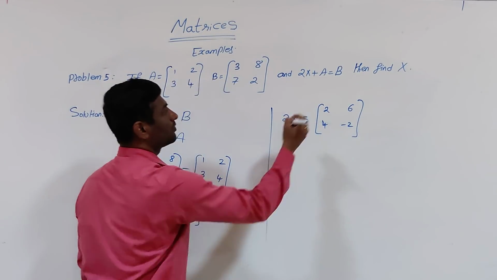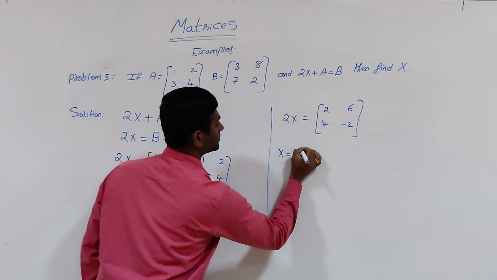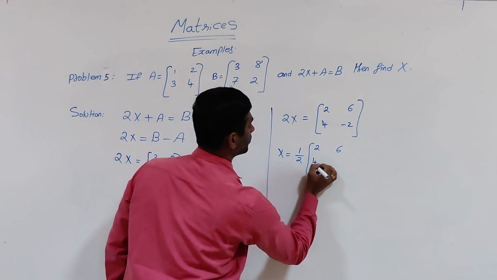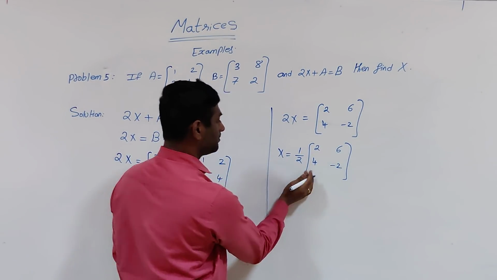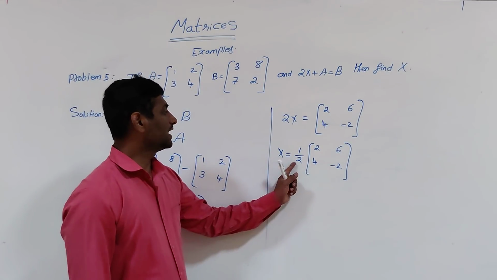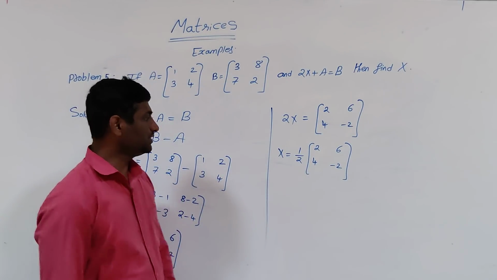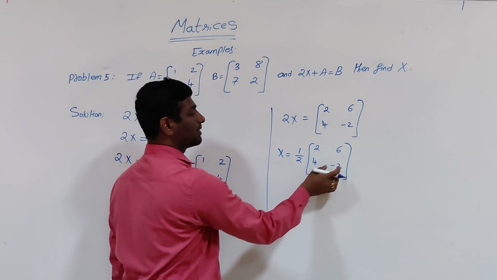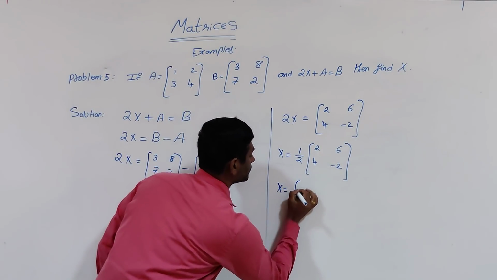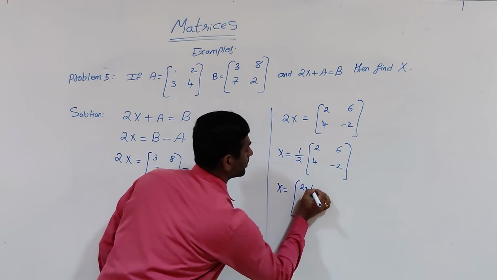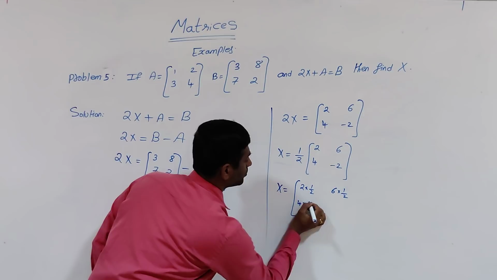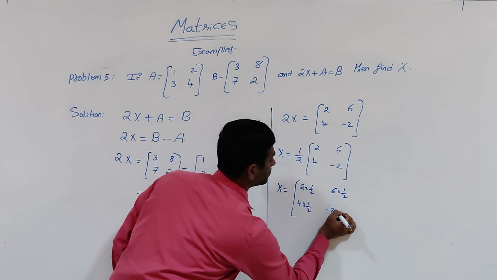But it is asking what is capital X. So, capital X is equal to 1 by 2 times 2, 6, 4, minus 2. Now, 1 by 2 is a scalar and this is a matrix. Means a scalar is multiplied with a matrix. Means each element of the matrix is multiplied with 1 by 2. So capital X is equal to 2 into 1 by 2, 6 into 1 by 2, 4 into 1 by 2, minus 2 into 1 by 2.